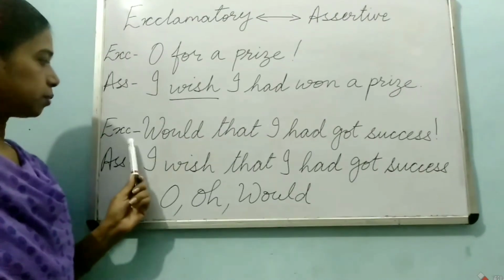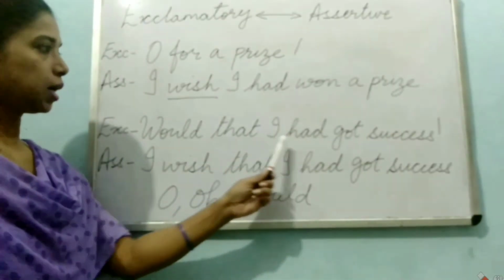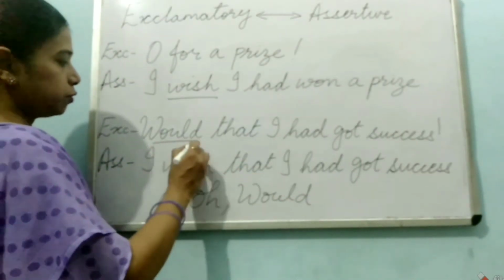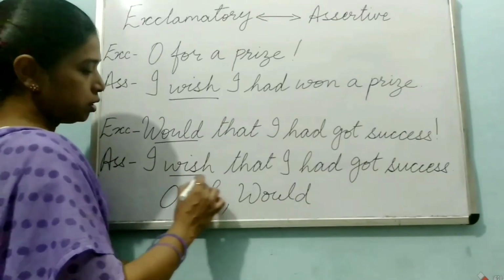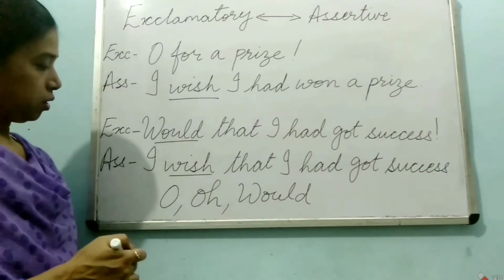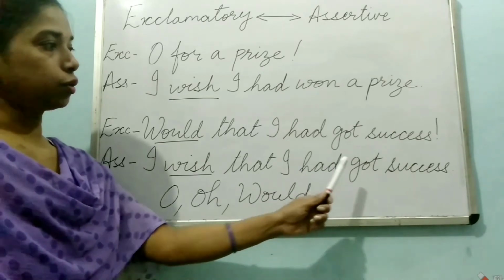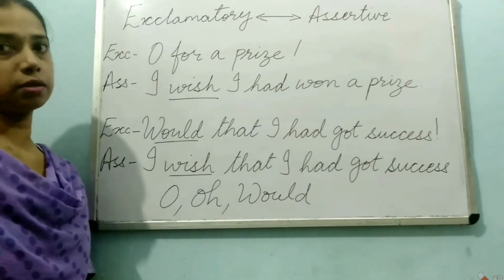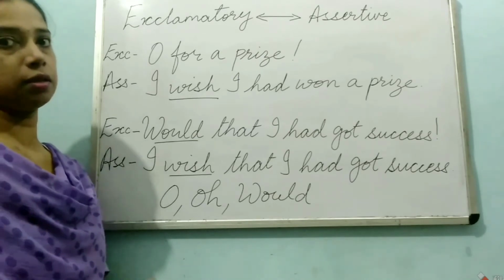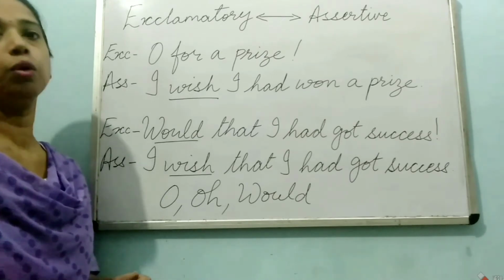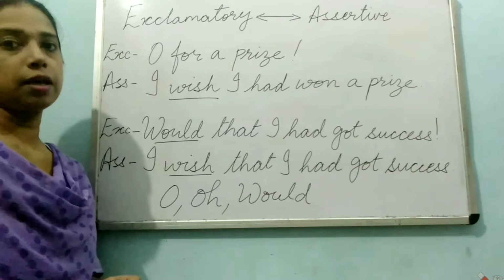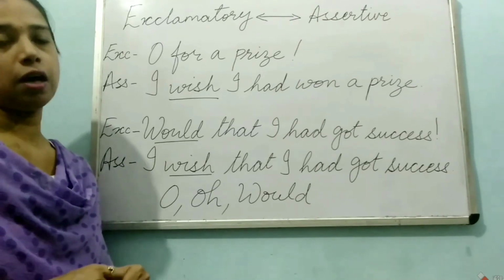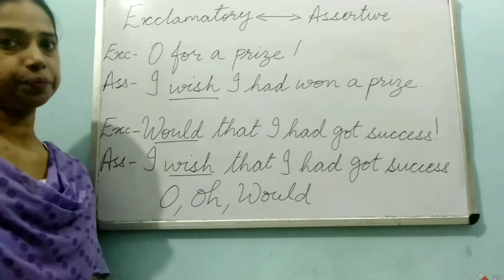Then in the second example also, "Would that I had got success!" So here also instead of would, you have used the word wish. "I wish that I had got success." So in this way, if your exclamatory sentence begins with O or would, then they have to be removed and you use a proper sentence having the word wish.